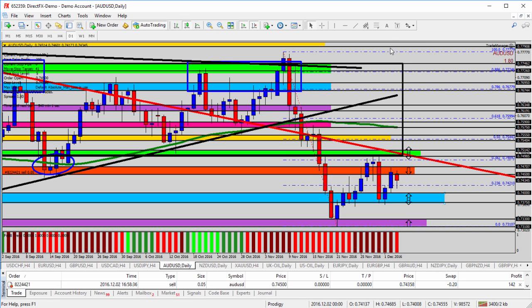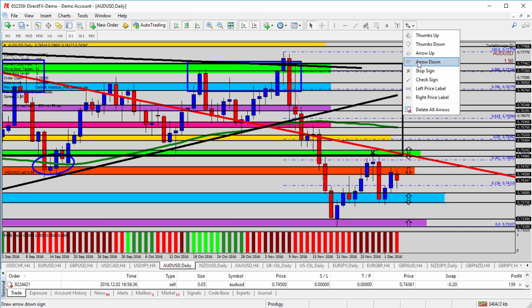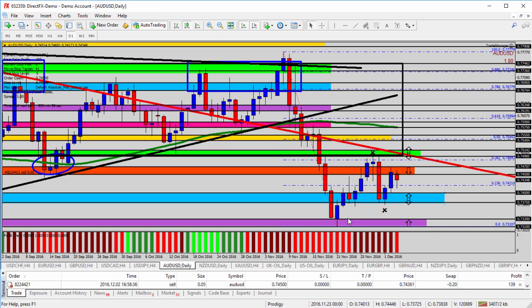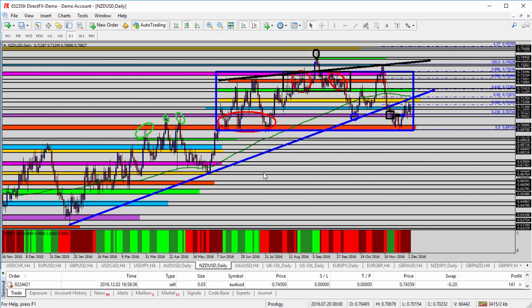Last high and last support. Let's just take two black X's. Last high right here, last support right here. One of those two, a break above the high or below the low, will signal our next direction for the AUD USD. Let's take it on down to the NZD USD.